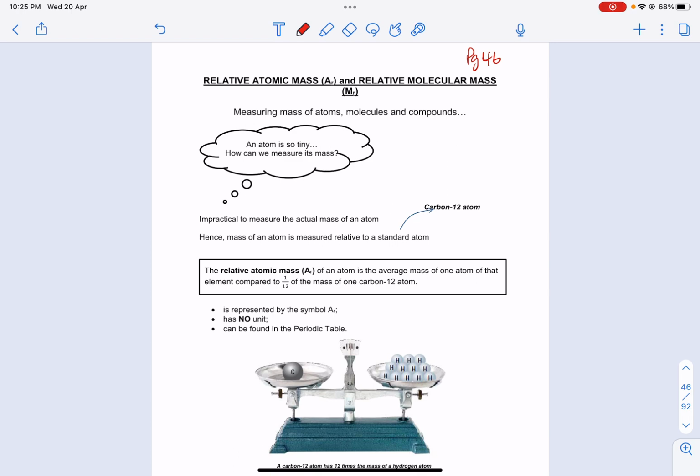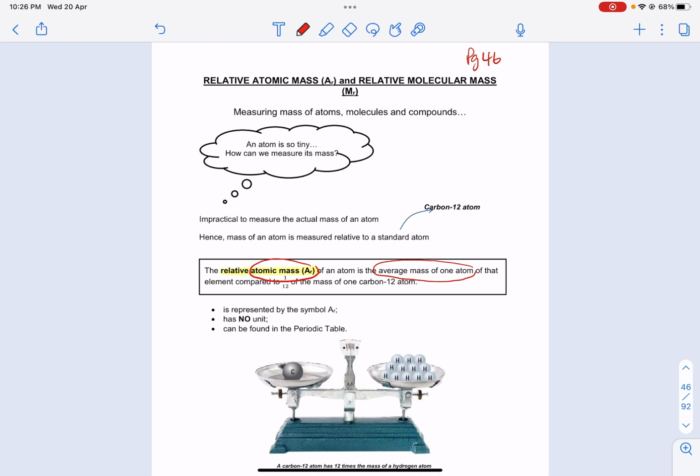Before we start, I would like to introduce to you two definitions. What is the first definition? Can you look over here? The first definition is relative atomic mass. So what is relative atomic mass? I want you to break it up into two. The first part is, what is atomic mass? In short, atomic mass is the average mass of one atom.